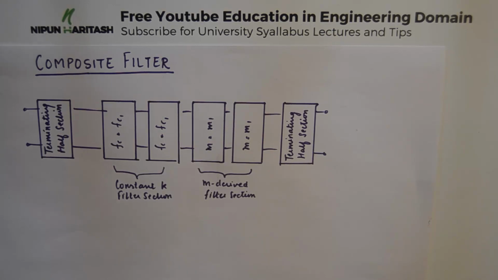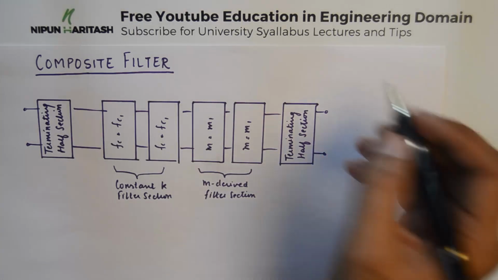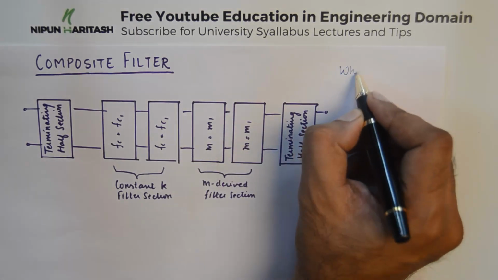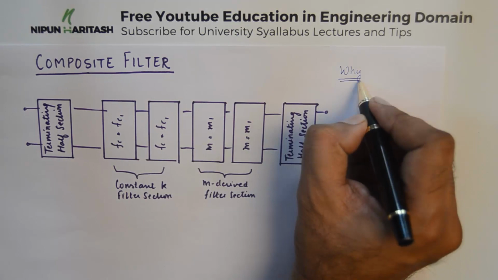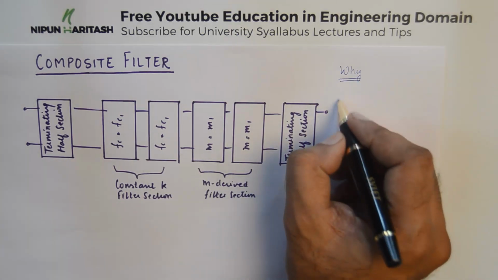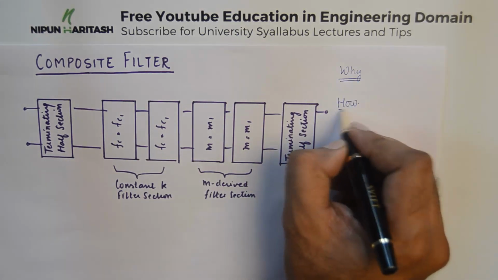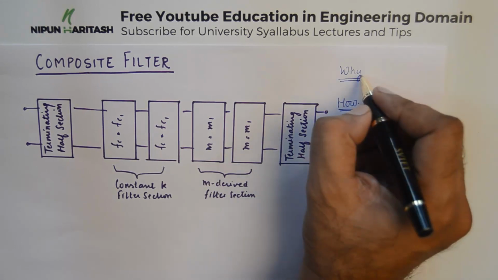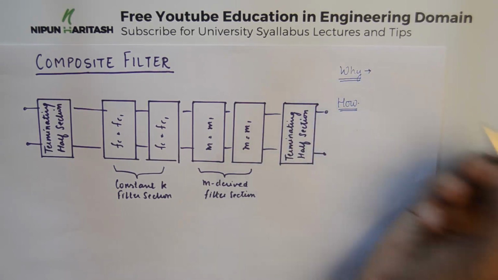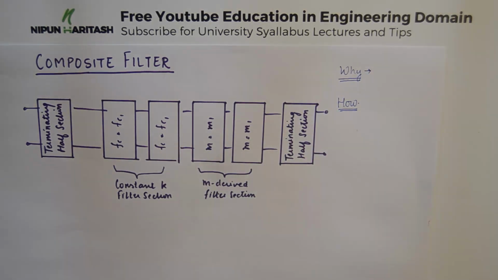I have this block diagram of a composite filter drawn on paper, but first of all we'll need to understand why we do it, and after that we'll see how we do this. So the answer to why is that a little bit of recapitulation will help.